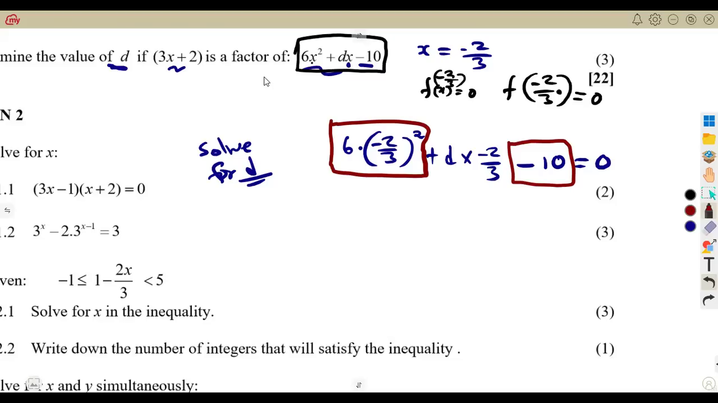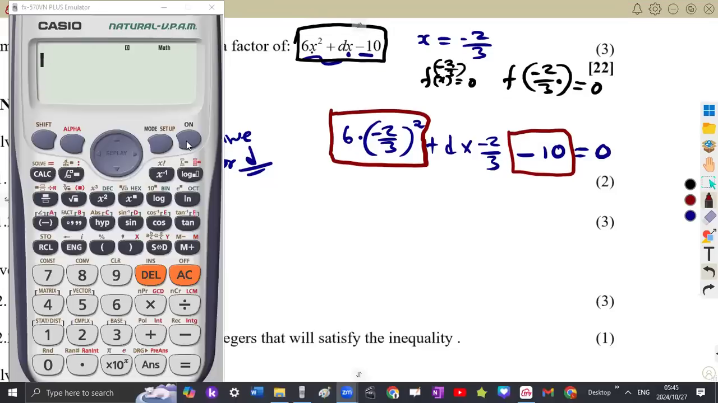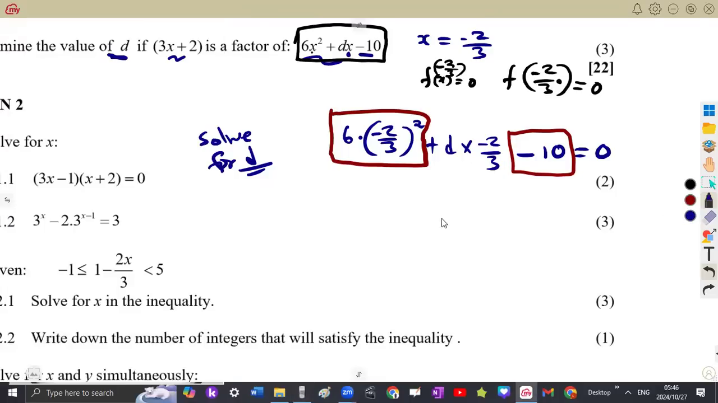So this one is going to give us a single value, which is 6 times minus 2 over 3, raised to the exponent of 2, minus 10. So that will be minus 22 over 3. So we have got minus 22 over 3 there. Then d times minus 2 over 3, that's minus 2 over 3 d, which is equal to 0.